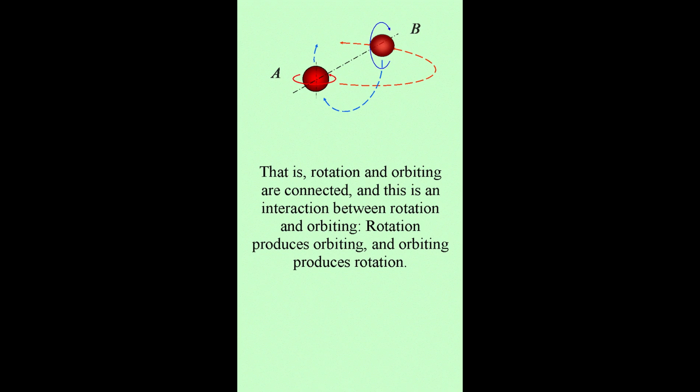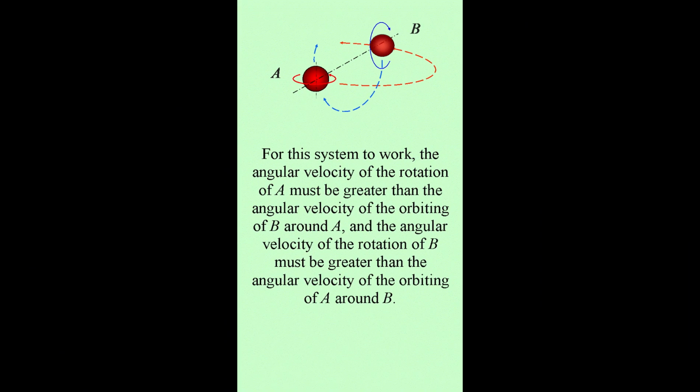That is, rotation and orbiting are connected, and this is an interaction between rotation and orbiting. Rotation produces orbiting, and orbiting produces rotation. For this system to work, the angular velocity of the rotation of A must be greater than the angular velocity of the orbiting of B around A, and the angular velocity of the rotation of B must be greater than the angular velocity of the orbiting of A around B.